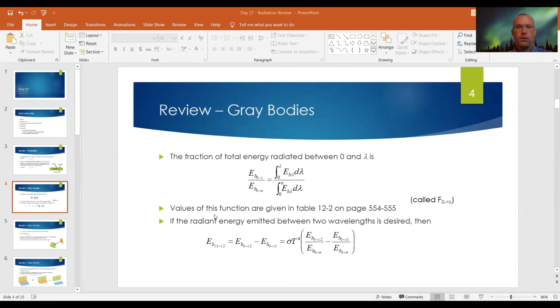If I want it between 2 wavelengths, I can take it from 0 to the second wavelength and subtract away 0 to the first wavelength, and that gives me the increment between lambda 1 and lambda 2. And E_b from 0 to infinity is my entire total energy being emitted for a black body, in other words, sigma times T to the 4th. So sigma times T to the 4th times these 2 F_0 to lambda, the second wavelength minus the first wavelength, will give me the total energy emitted between the 2 wavelengths.